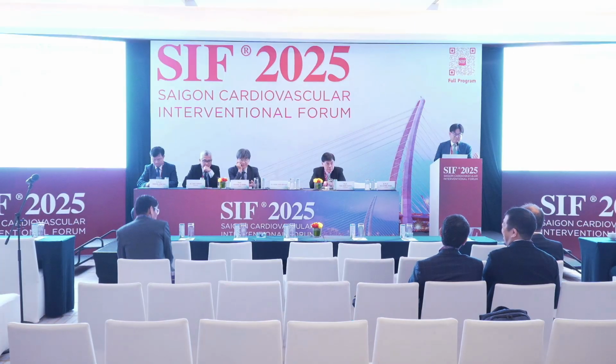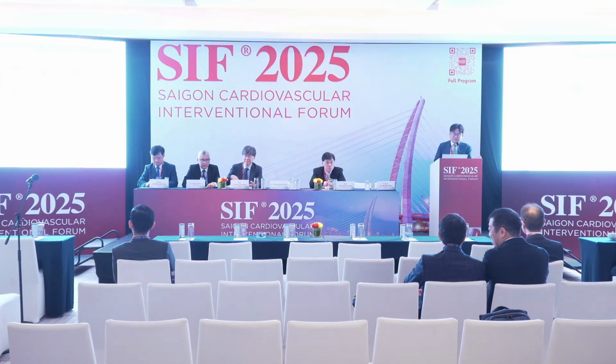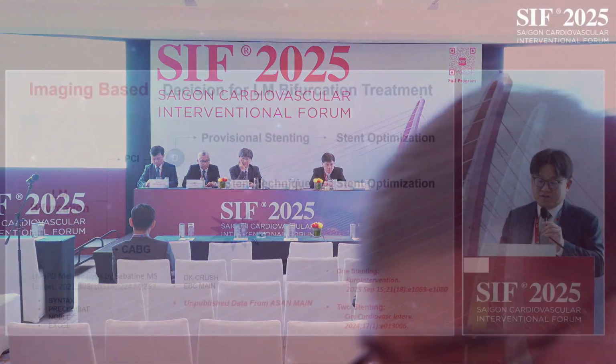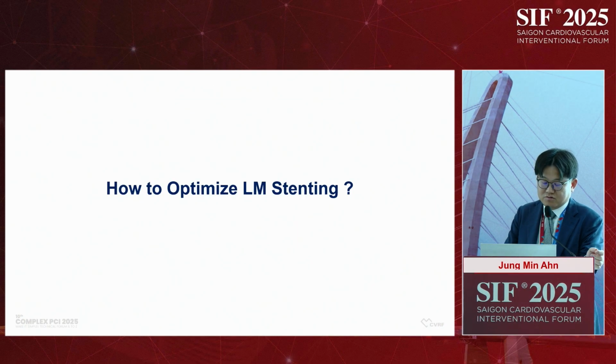Then what is the next issue? We have particularly left main bifurcation. We needed to decide between provisional stenting or the two-stent technique. Actually, we don't know how to decide. We have two randomized trials, and the trial results are opposite. Another issue is how to optimize the provisional stenting and two-stent technique. First of all, I would like to start with how to optimize left main stenting.